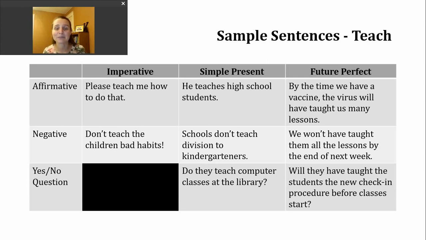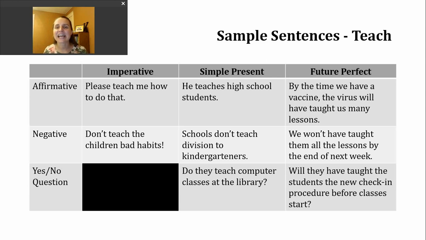If I want to make a sentence negative in the future perfect, I'm going to use will not have and then the participle form of the verb. You might hear native speakers use the contraction won't. Here's an example. We won't have taught them all the lessons by the end of next week. What you might be noticing with the future perfect is that we're all signaling out into a future point in time and whether an action will be completed or will not have been completed quite yet.